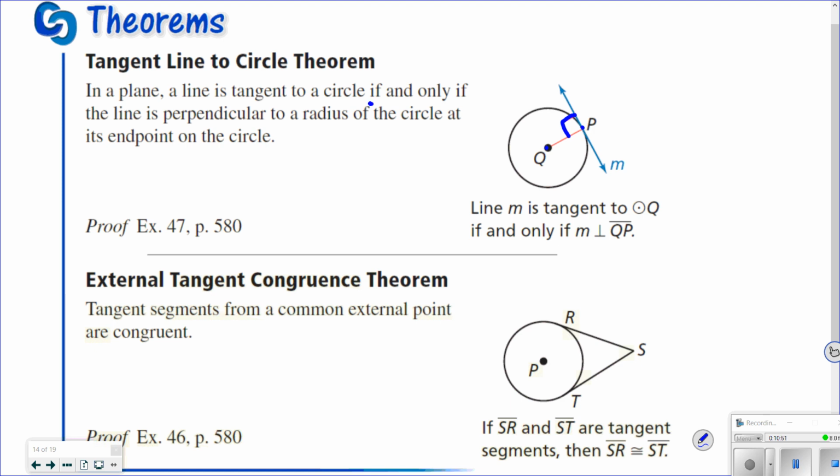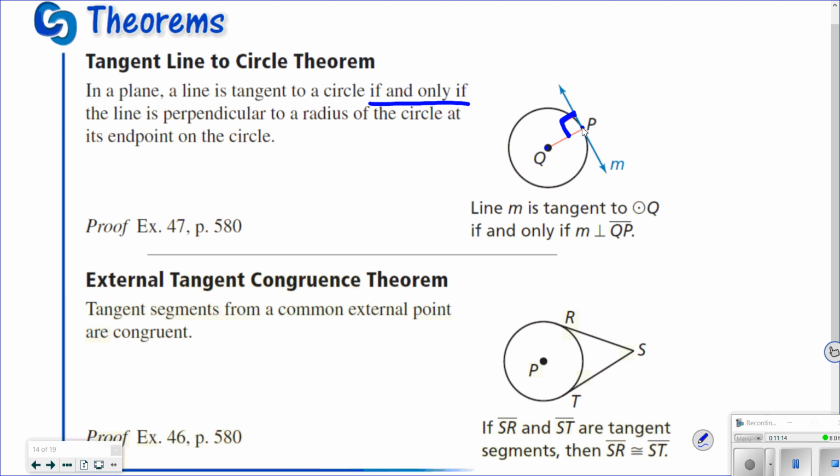Okay, this "if and only if" means it goes both ways. So if we know that it's a tangent line, and we draw that radius, it has to be perpendicular. The opposite is also true, the converse is also true. If I draw a line that touches, and then I know it's 90 degrees, then I know it's also a tangent line. So it goes both directions.